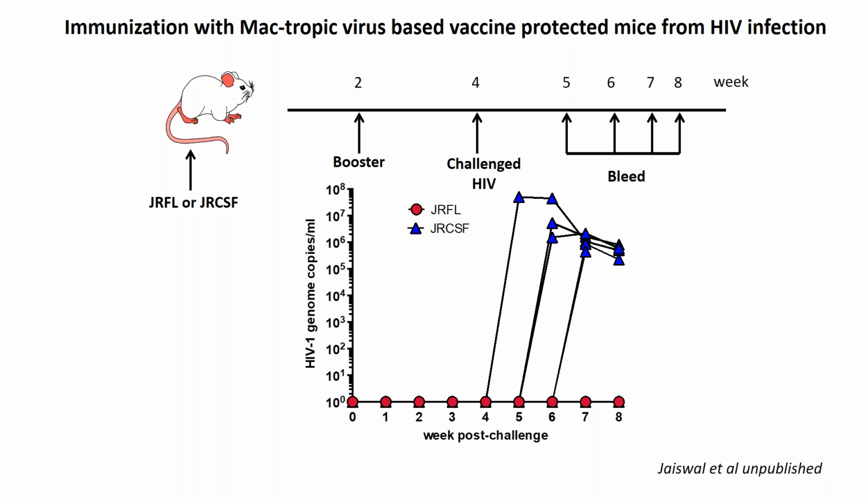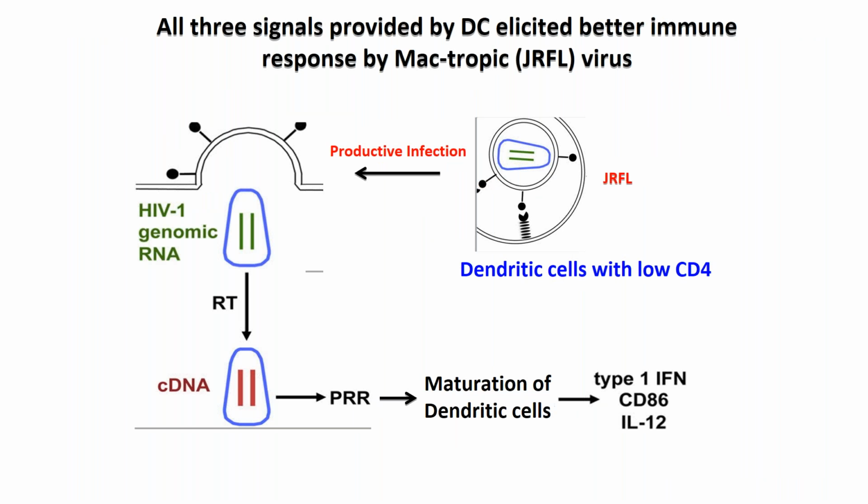And what we found is that in the case of the M-tropic virus, the red circle, none of the animals were infected even at week 8 post-infection, whereas in the case of the T-tropic virus, shown by the blue triangle, the animals started showing viral load by 4 weeks, and by week 6, most of the animals were infected with the virus.